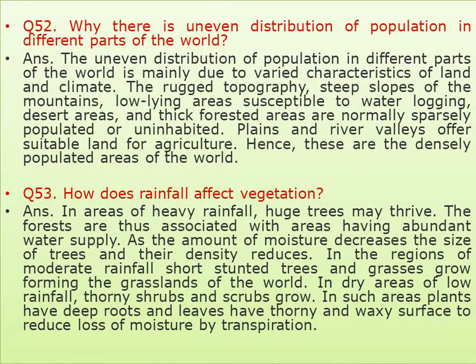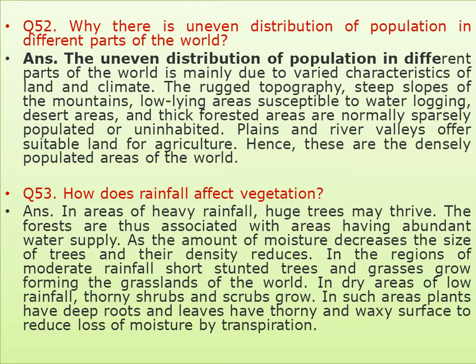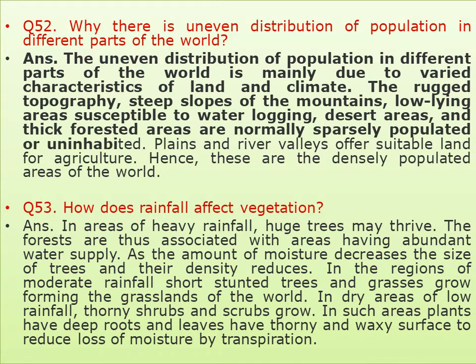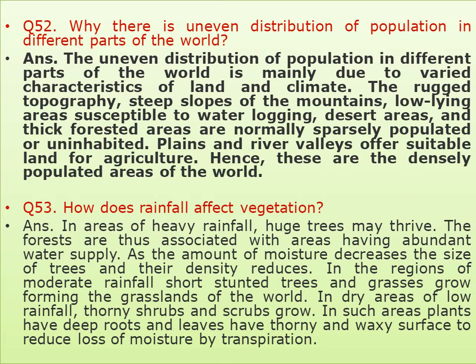Number 52. Why is there an uneven distribution of population in different parts of the world? The uneven distribution of population in different parts of the world is mainly due to the varied characteristics of land and climate. The rugged topography, steep slopes of the mountains, low-lying areas susceptible to waterlogging, desert areas and thick forested areas are normally sparsely populated or uninhabited. Plains and river valleys offer suitable land for agriculture, hence these are the densely populated areas of the world.